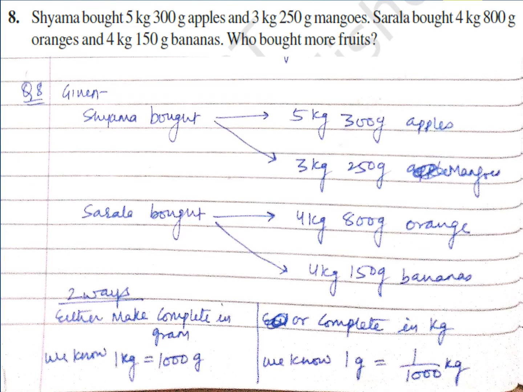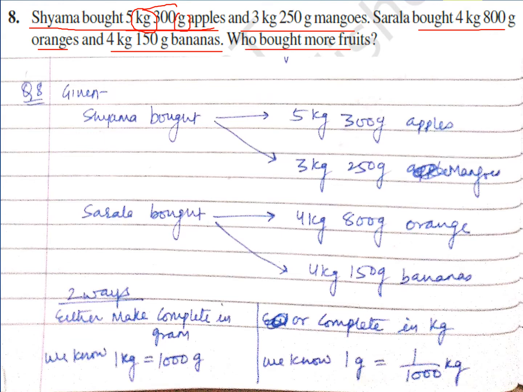This question: Shama bought 5 kg 300 gram apples. So why are they writing like this? Why don't they add it and say she bought 305 kg apples? No, you can't add them because it is a compound unit. Kg and gram both are there. You can't add them directly. Similarly, she bought some apples and some mangoes. Sarla also bought some fruits. She bought some oranges and some bananas.